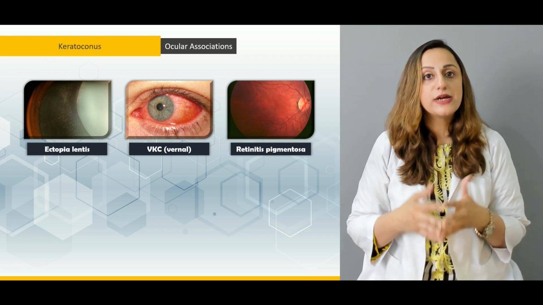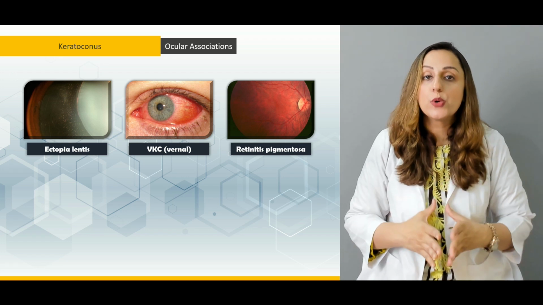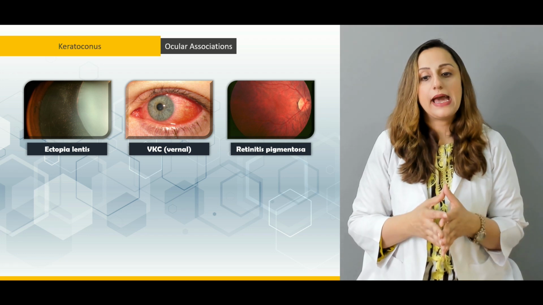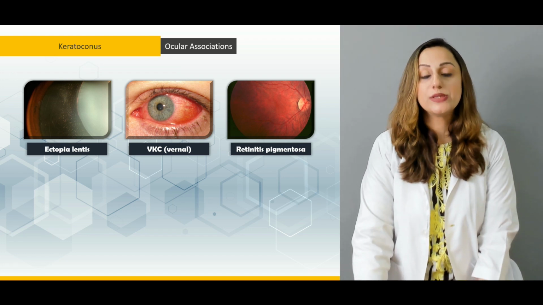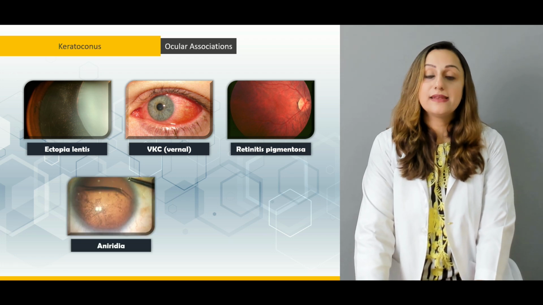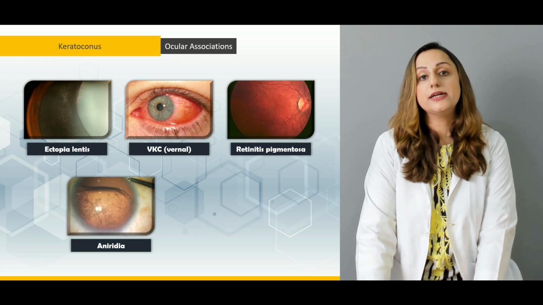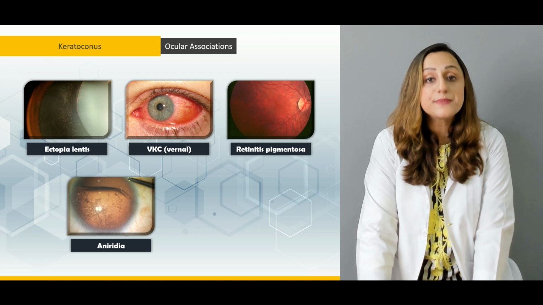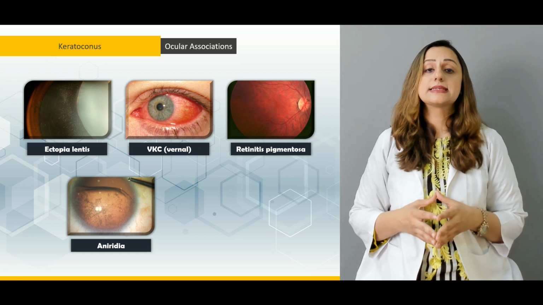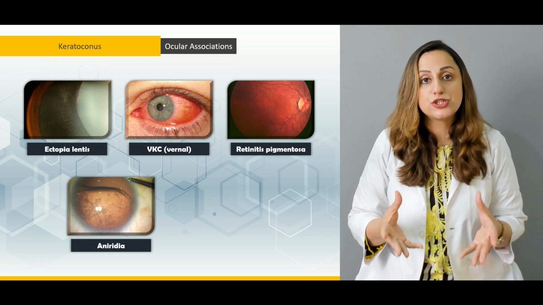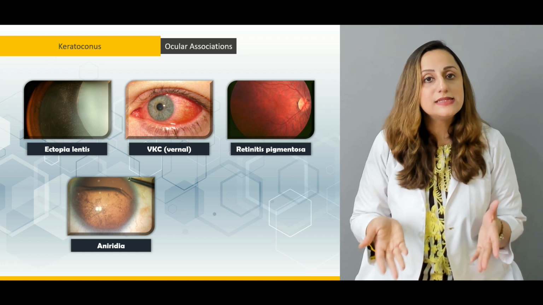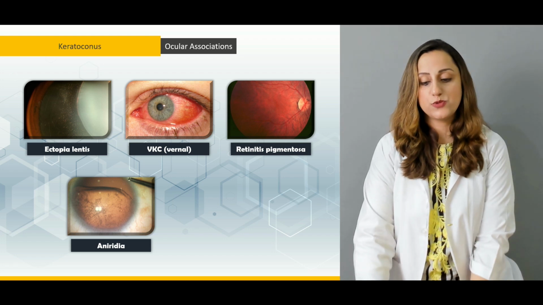Then finally, we have retinitis pigmentosa. As we all know, it's basically a degenerative process occurring at the retina, and it is sometimes also associated with the development of keratoconus in these individuals. Finally, we have aniridia. Aniridia is a term used for the absence of the iris in an individual. Usually, this is a hereditary condition, and it is sometimes linked with the development of keratoconus in these individuals as well.